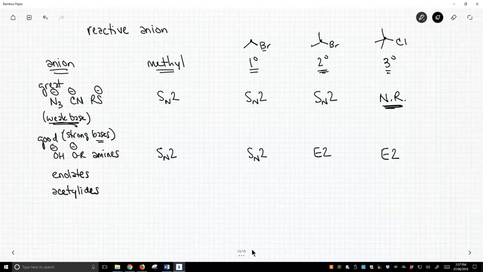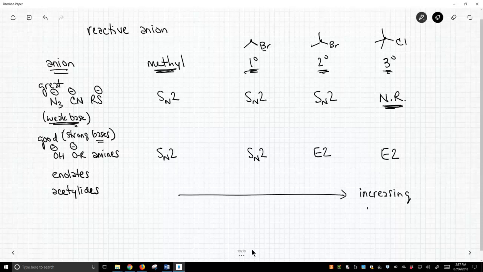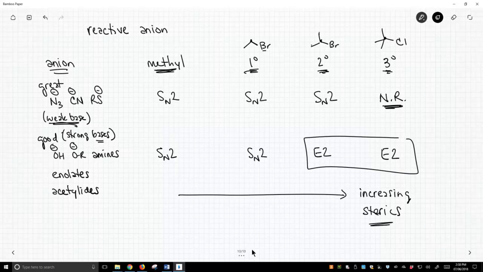So this is what happens with different reactive anions as we put this table together, as we react them with different halides. And really what we're doing as we move across this table is we are increasing sterics, steric hindrance. And as you can see, with a lot of steric hindrance, it's easier for the E2 reaction to pluck off a beta hydrogen than attack an electrophilic carbon. So this is a table to help you organize your thoughts. What does each anion do in the presence of different alkyl halides?